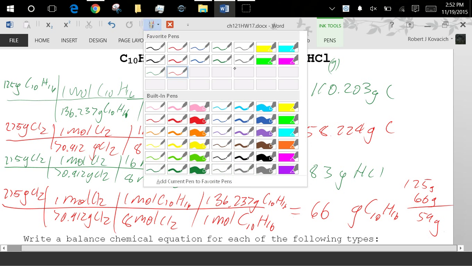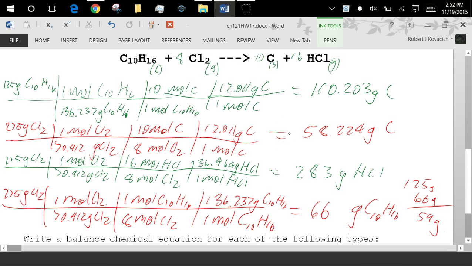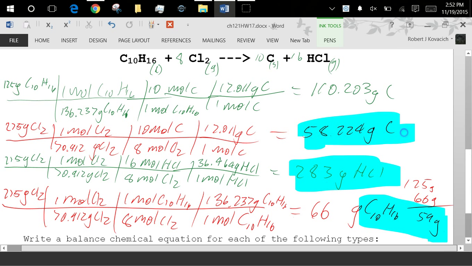So what's left in the container when I'm finished with this is, I should write, 59 grams of the C10H16, 238 grams of hydrochloric acid, and 58.224 grams of carbon.